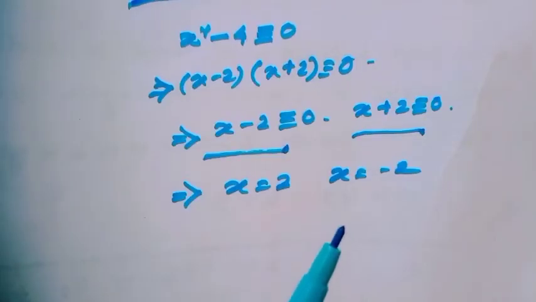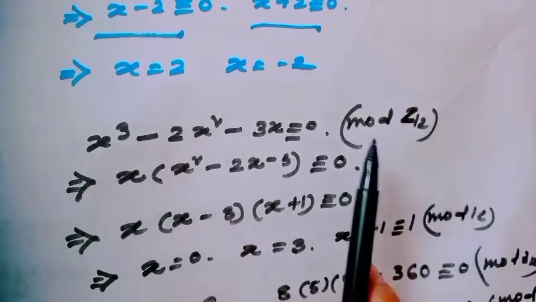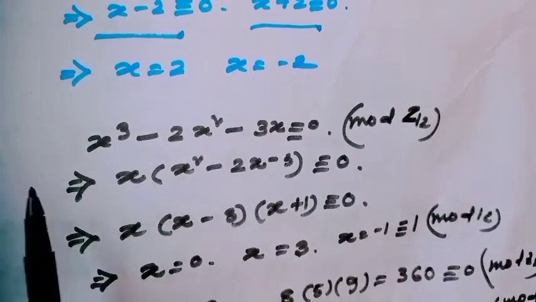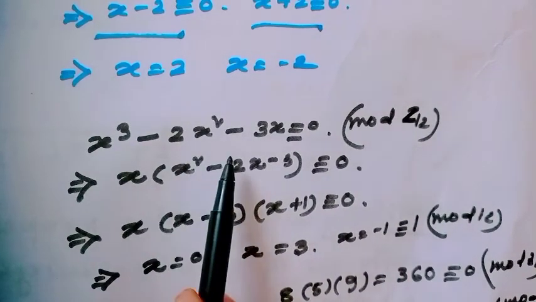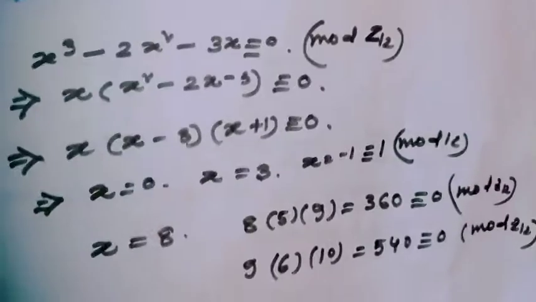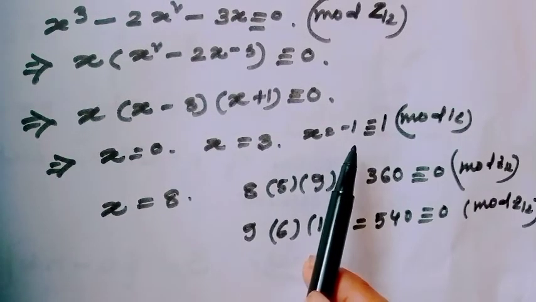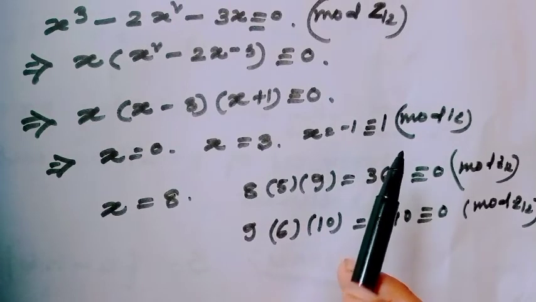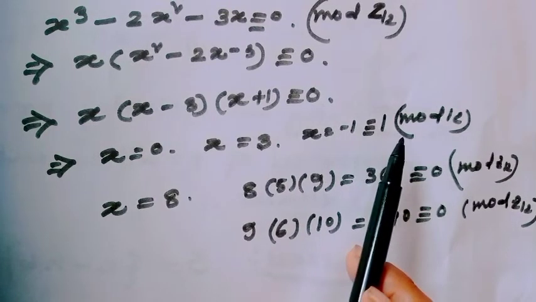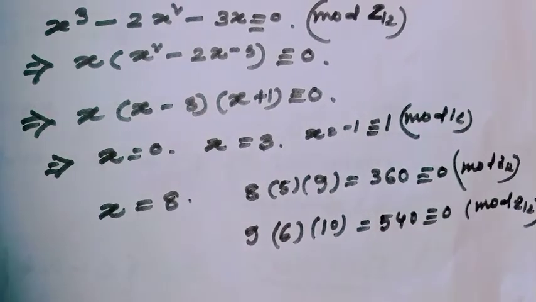But in abstract algebra, the product of two terms equal to 0 does not always imply one term must be equal to 0. I had seen in my earlier video, in Z12, the equation x cube minus 2x square minus 3x congruent to 0 has solutions 0, 3, minus 1. But minus 1 is congruent to 1 in mod 12. So 1 is also a solution of this equation.